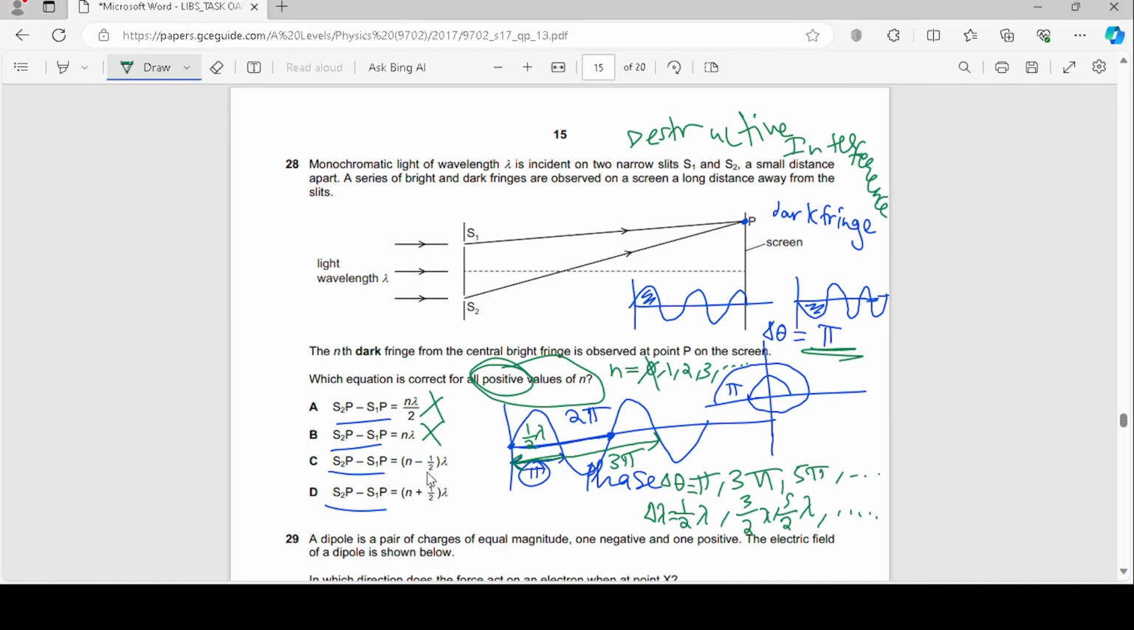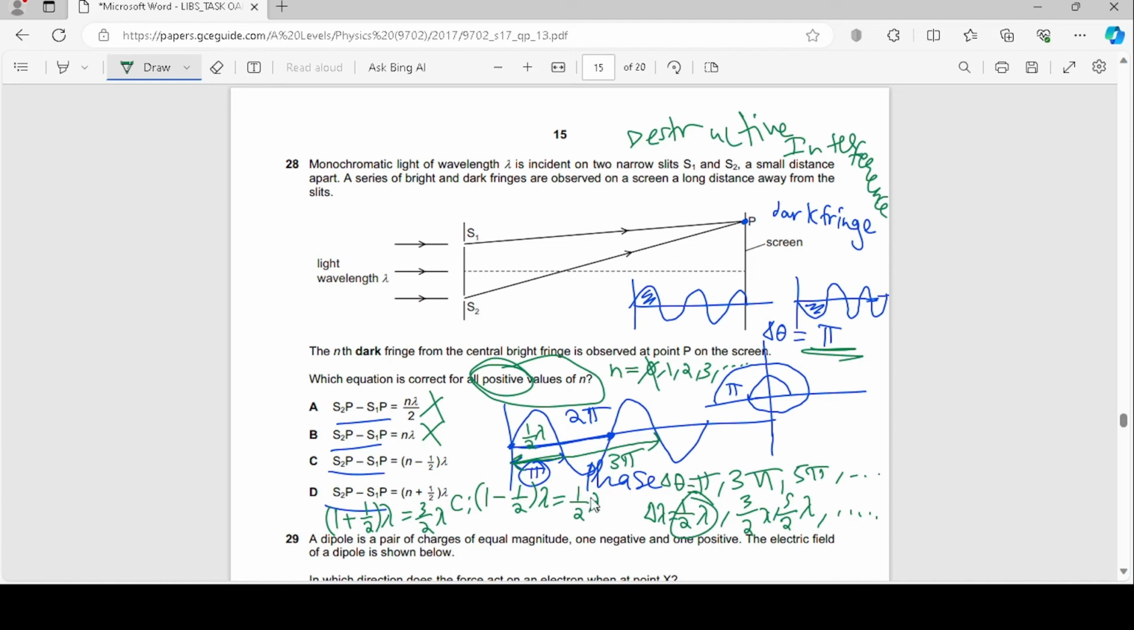Now, in these two equations, if I substitute the value 1, so if here I put 1 minus half lambda, then I get half lambda for C. But as for D, if I put 1 plus half lambda, then I get 3 by 2 lambda. And over here in my path difference, I start from half lambda, because first you think about half a wavelength, then 3 by 2 of a wavelength, then 5 by 2 of a wavelength, and so on.